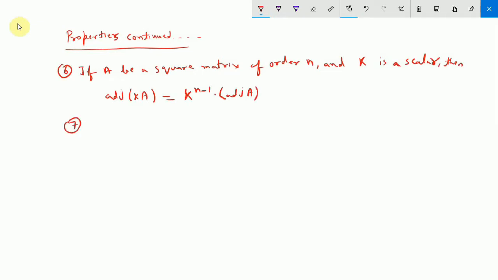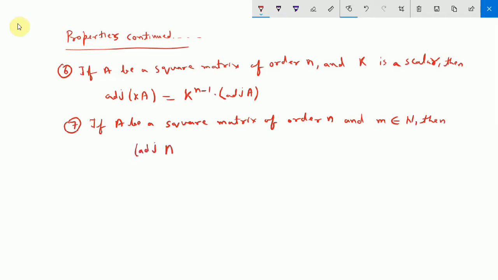Next property is property 7. If A is a square matrix of order n and m is a natural number, then the adjoint of A to the power m will be equal to the adjoint of A whole to the power m.